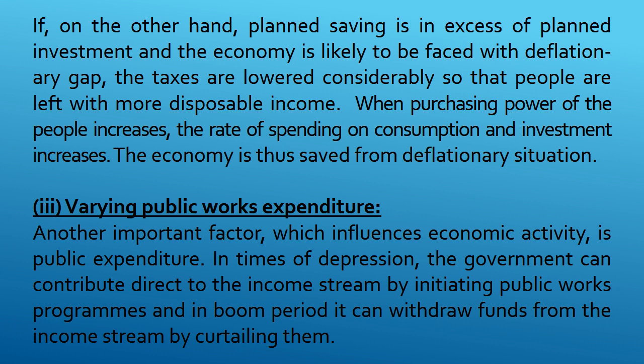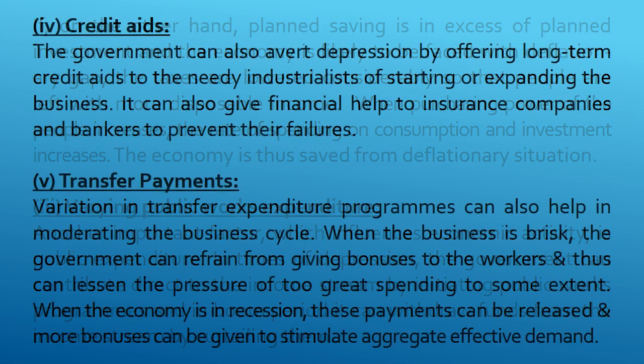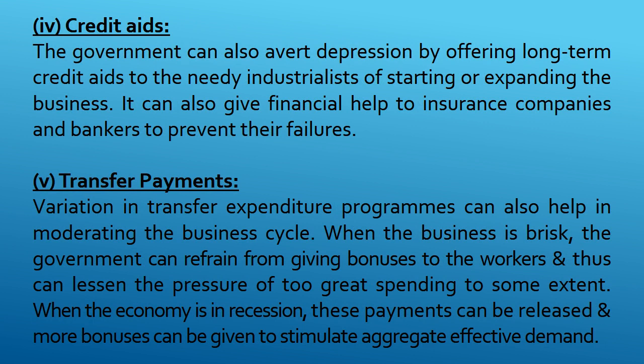3. Varying public works expenditure. Another important factor, which influences economic activity, is public expenditure. In times of depression, the government can contribute direct to the income stream by initiating public works programs, and in boom period it can withdraw funds from the income stream by curtailing them. 4. Credit aids. The government can also avert depression by offering long-term credit aids to the needy industrialists of starting or expanding the business. It can also give financial help to insurance companies and bankers to prevent their failures.